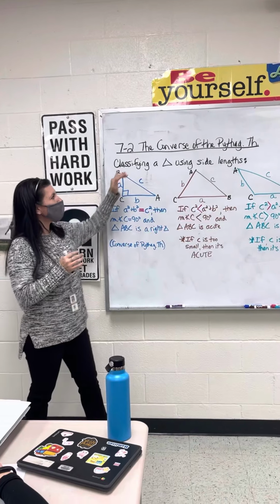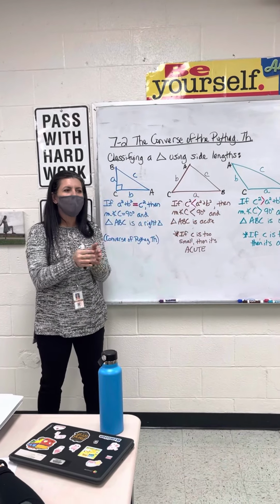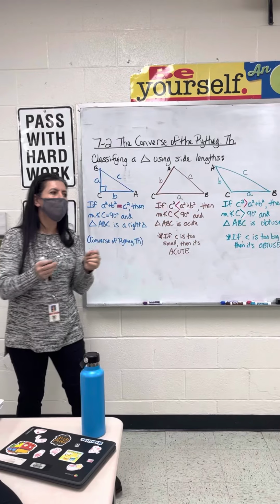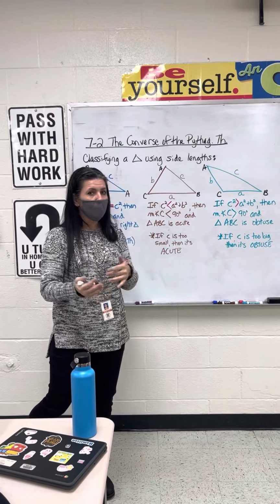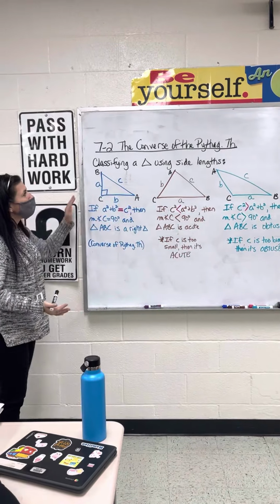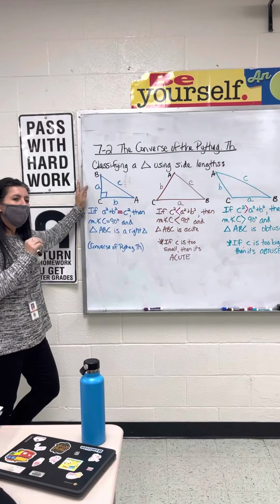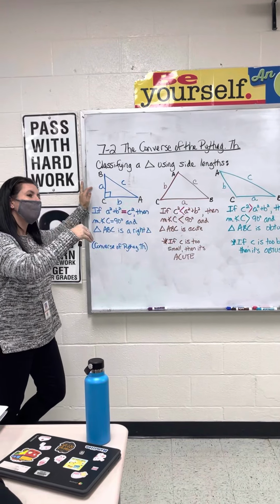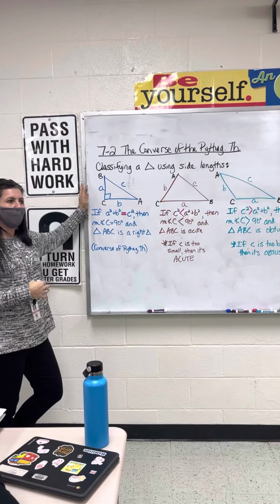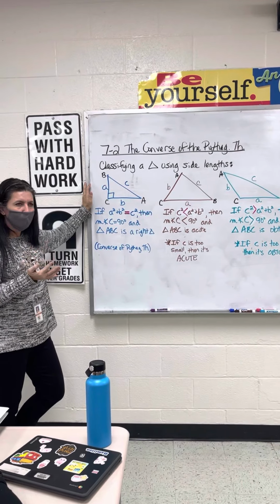Okay, so 7-1 was just Pythagorean theorem. A squared plus b squared equals c squared. So as long as it was a right triangle, we could use it to find unknown sides. So today is the converse, which means if we can show that the Pythagorean theorem works, then we know that it's a right triangle. So it's the exact opposite of what we talked about last time.